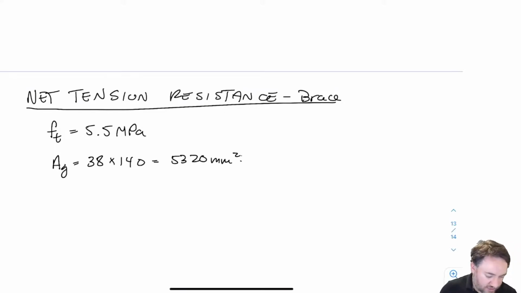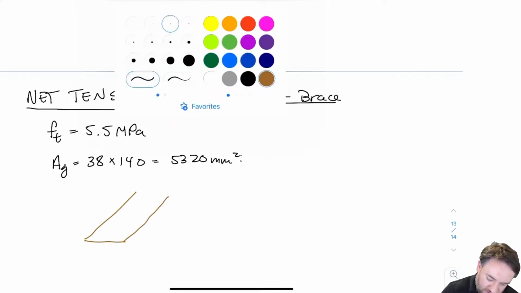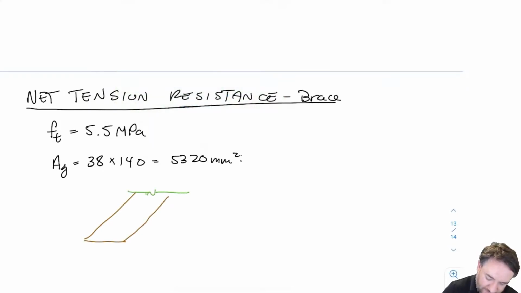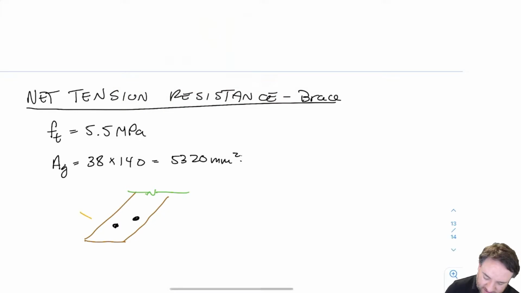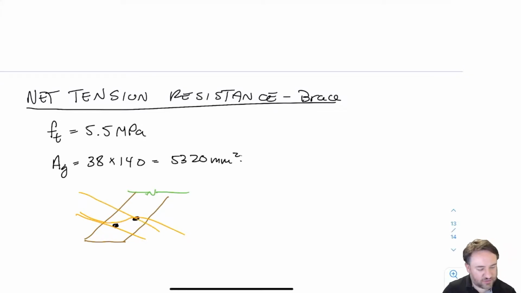Okay, so let's calculate now what the cross section looks like. And first thing we need to determine is, when I'm doing net area across this section, do I consider this to be one section for the purposes of net area, or do I calculate it as two different sections for net area?